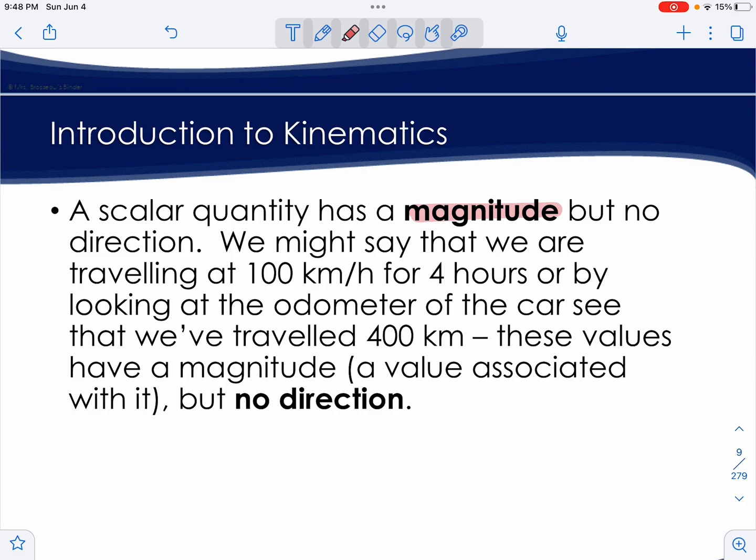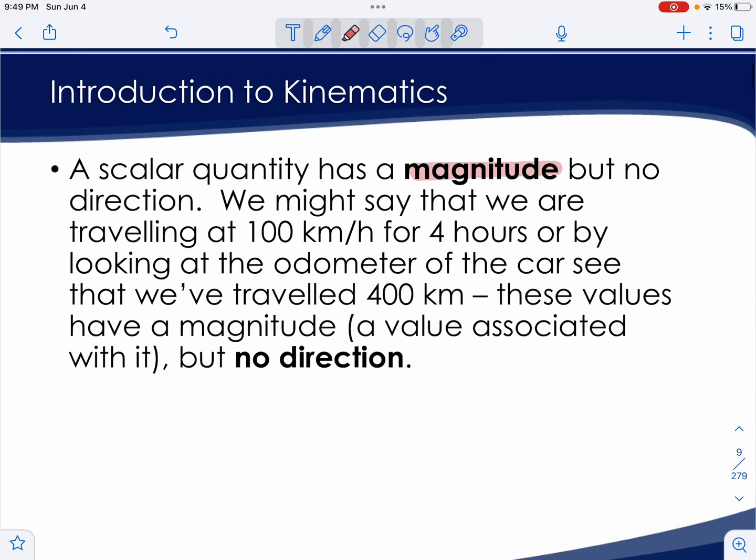We say that we are traveling at 100 kilometers per hour for 4 hours, or by looking at the odometer of the car, see that we've traveled 400 kilometers. These values have a magnitude, but there's no direction associated with that. If we say we're traveling 50 miles per hour, you don't know if somebody's traveling 50 miles per hour north, south, east, west. It's just 50 miles per hour.